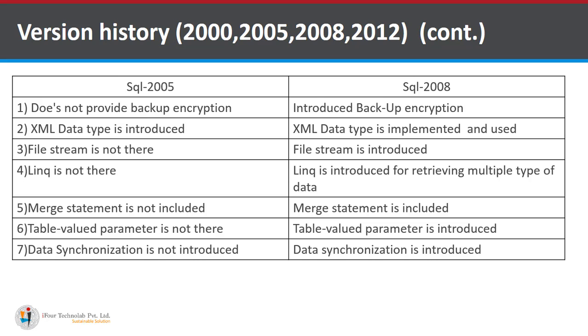Similarly, the difference between 2005 and 2008. The advanced version, 2008, has the following new functionality: backup encryption, which is not in 2005. XML data type is implemented and used. FILESTREAM is also introduced in 2008. LINQ is also introduced for retrieving multiple types of data. MERGE statement is also included in 2008. Table valued parameter is also introduced in 2008, and data synchronization is also introduced in 2008.